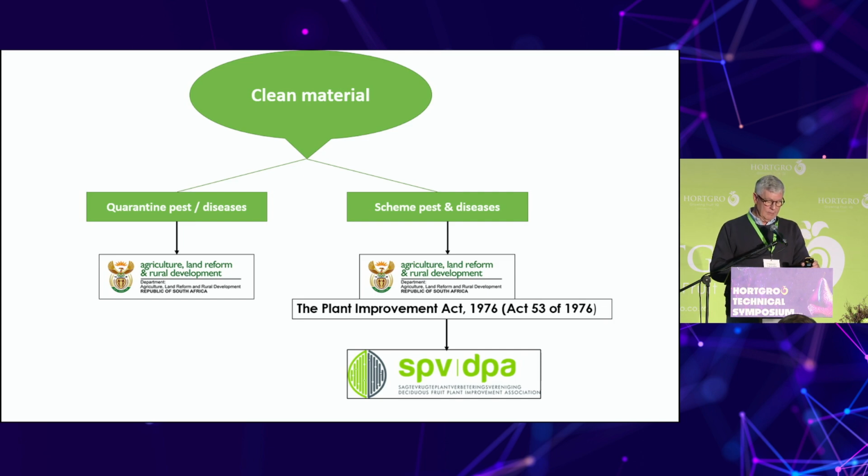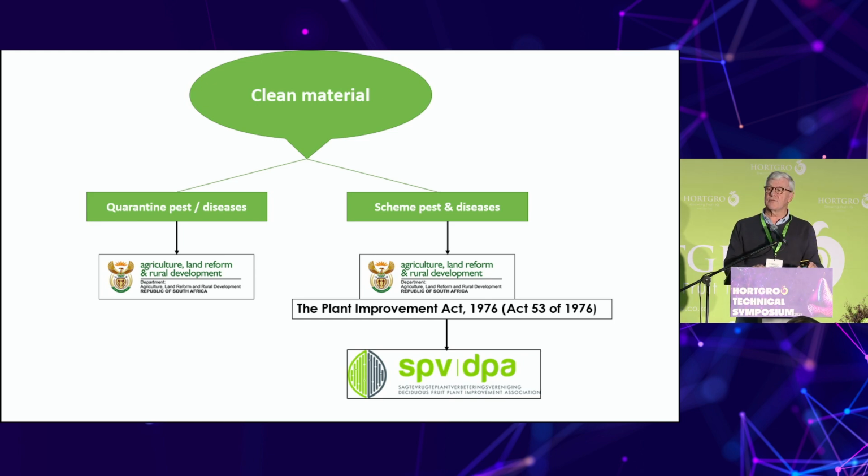So if we look at clean material, and clean is a relative word within the context of where we are right now, plant quarantine, the Department of Agriculture's key responsibility, is to make sure that we don't get any quarantine diseases into the industry.